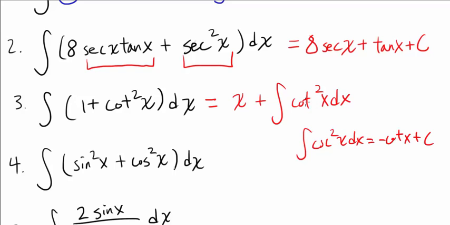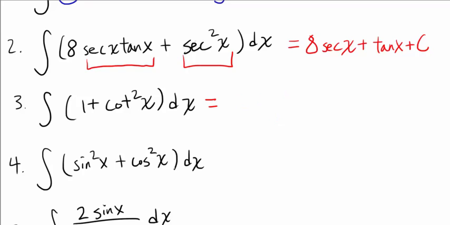But we do not know what integral of cotangent squared is so far. So this doesn't seem like the right way to go. So how can we do this? We can do it by using one of our trig identities. We know 1 plus cotangent squared of x is the same thing as cosecant squared of x.